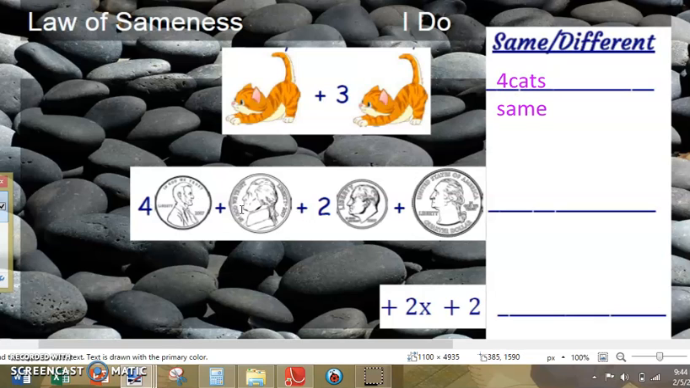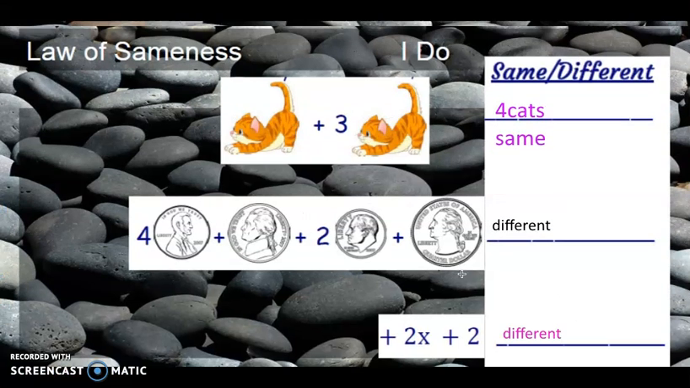4 pennies plus 1 nickel plus 2 dimes plus 1 quarter. Those are different. So we can't add those together without changing them to something like coins or cents. 2x plus 2. Those are also different, because one has an x and the other term does not have an x.